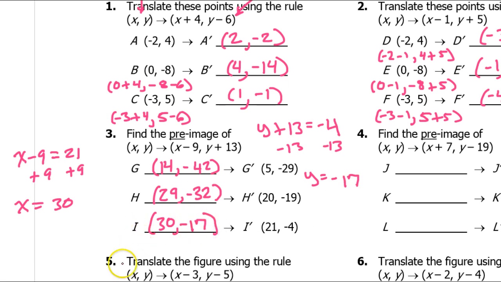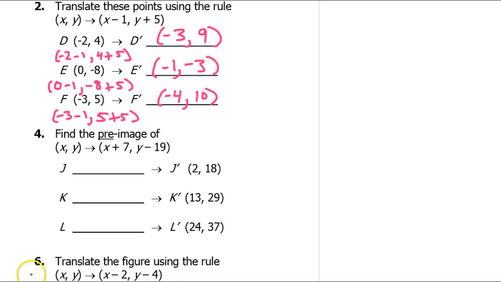Alright, so that's point I. Let's do the same thing for problem number 4. Again, we are given the image and we are being asked to find the pre-image, x and y. So the x plus 7 part must equal 2. So subtracting 7 from both sides, that gives us x is equal to negative 5. So this must be negative 5.